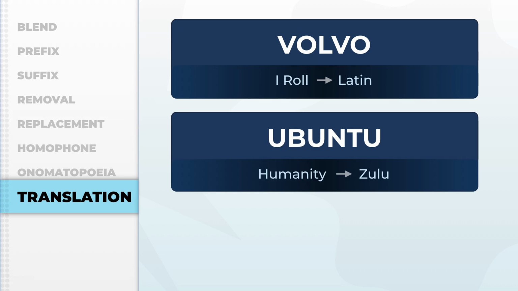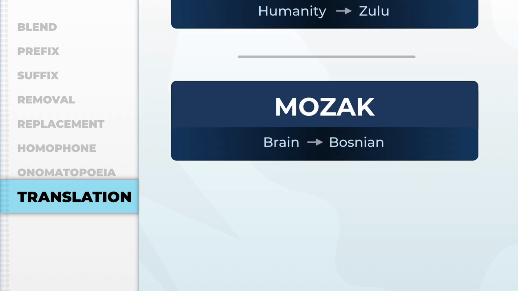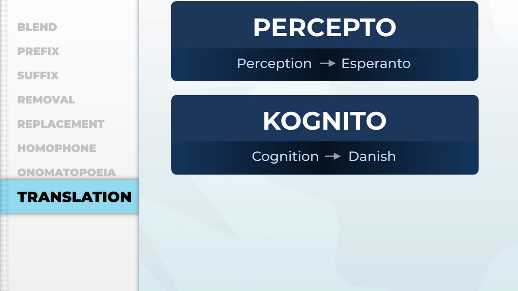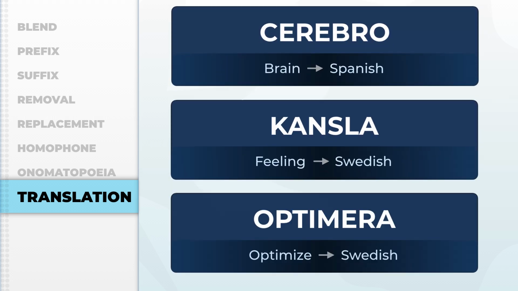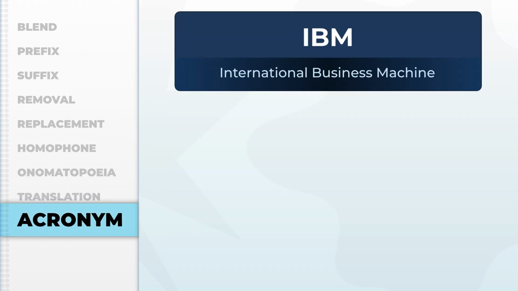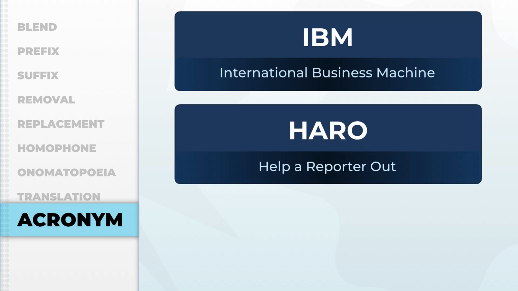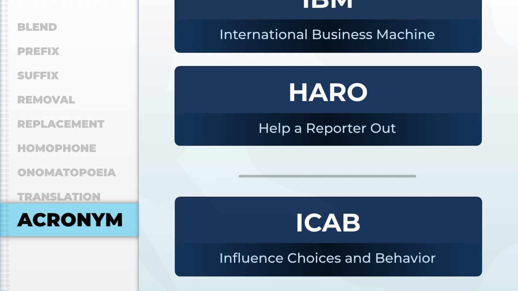Ubuntu is humanity in Zulu. I copied our terms into Google Translate, and I cycled through different translations. In the end, I liked these names: Mosaic, Percepto, Cognito, Cerebro, Cancela, Optimera. The acronym technique, IBM is International Business Machines, HERO is Help a Reporter Out. I could think of a descriptive slogan, like Influence Choices and Behavior, and use the acronym ICAB.